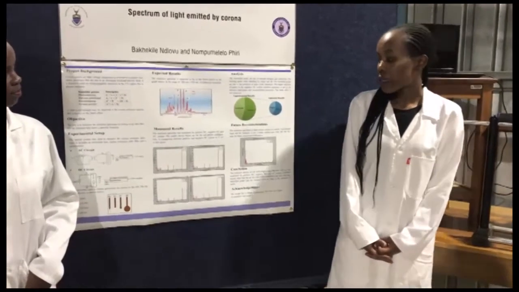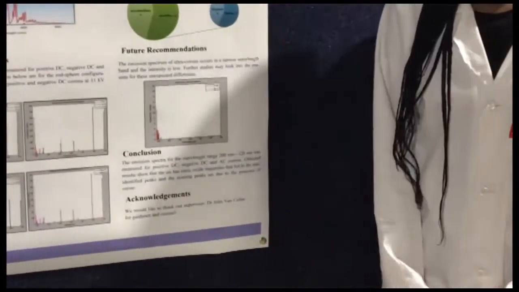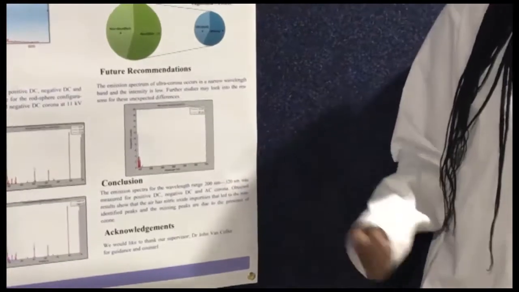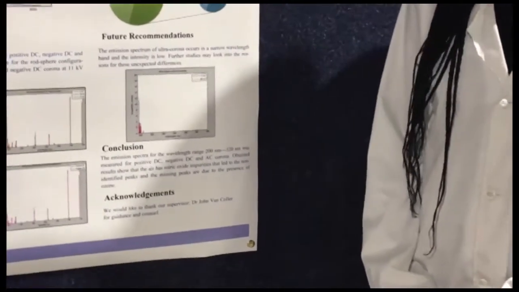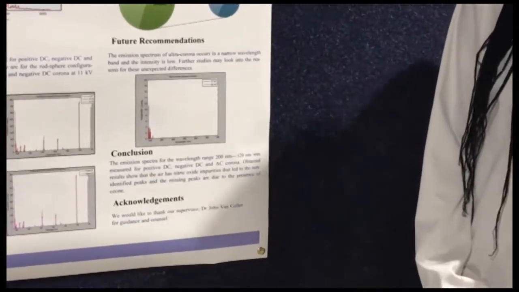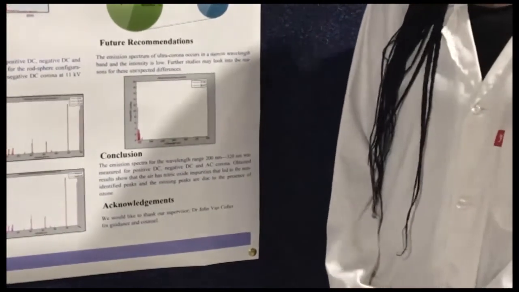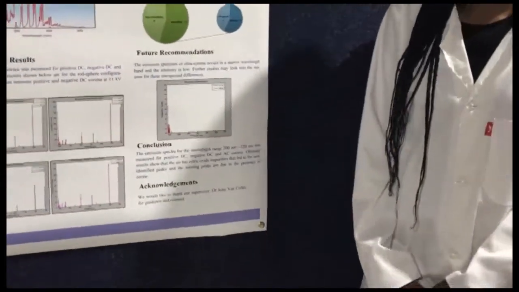In addition, the emission spectrum of ultracorona was observed. It is shown here. It was found that it occurs in a narrow wavelength band, which is less than 210 nanometers, and the intensity is quite low. These were unexpected results, and it would be very interesting if further studies were done on this.